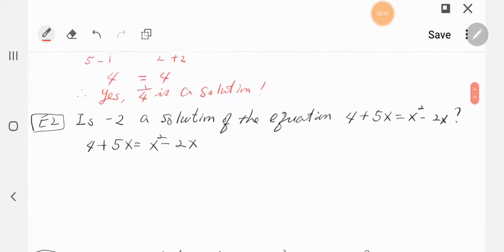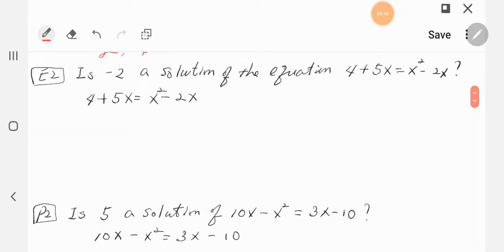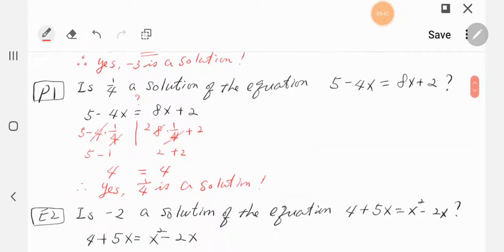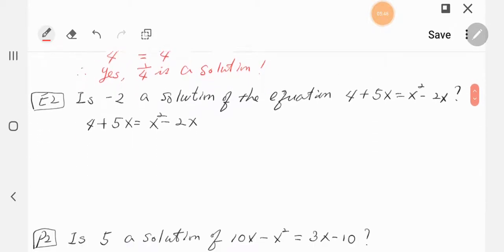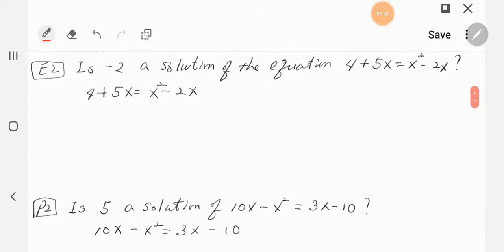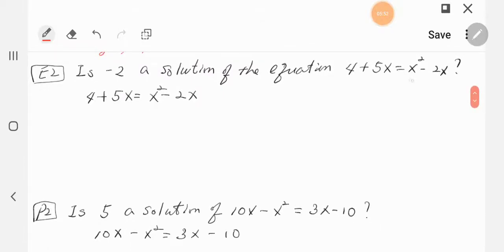All right. Okay, example 2. We will do the same thing. For this expression, the left-hand side of the equation is linear. The right-hand side has x squared. Now, x squared is a quadratic, but it doesn't matter. What we do is just replace x with -2.